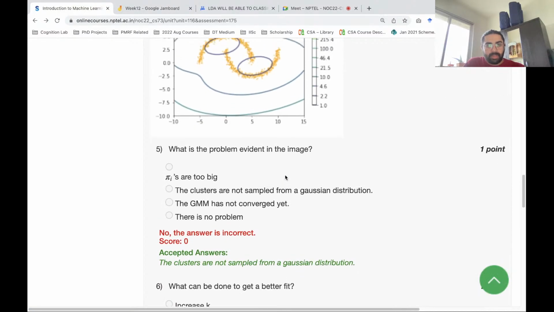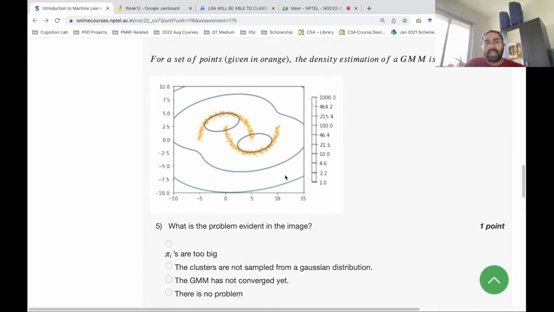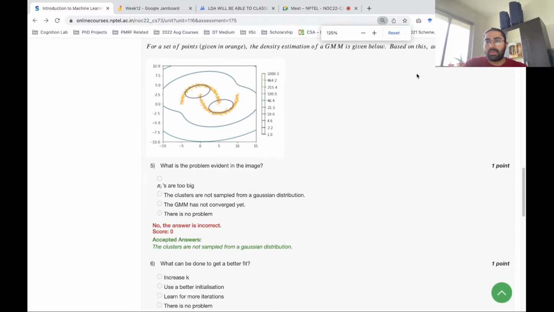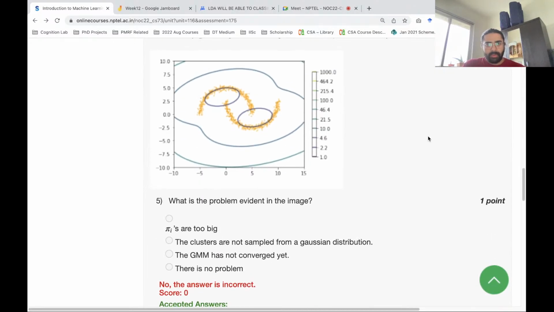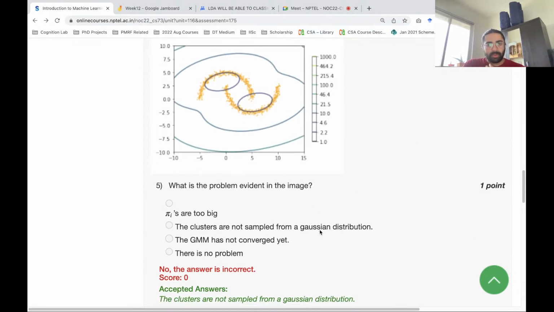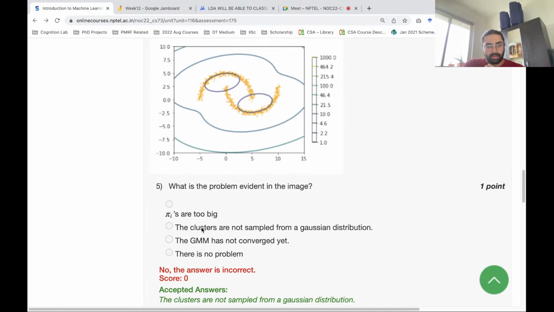So here we have, for a set of points given in orange, the density estimation of a GMM given below. We should answer question 5. What is the problem evident in the image? How many of you are not clear on this? Why is this not the answer? Why do you think anything else could be the answer?